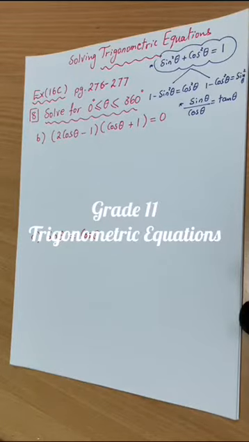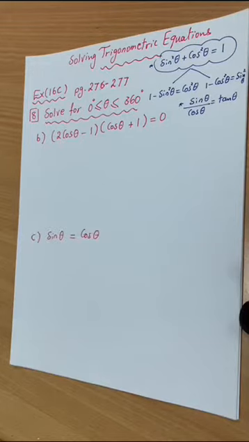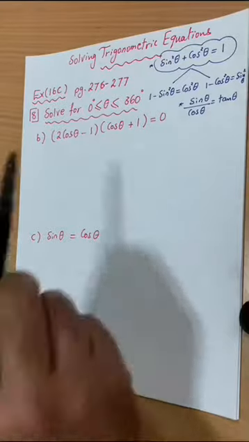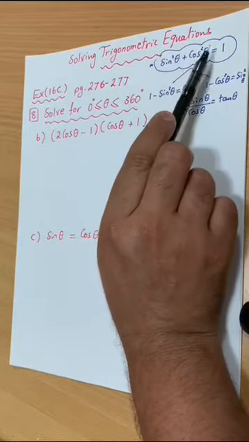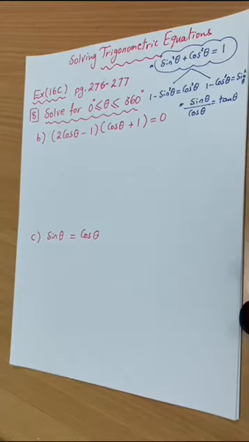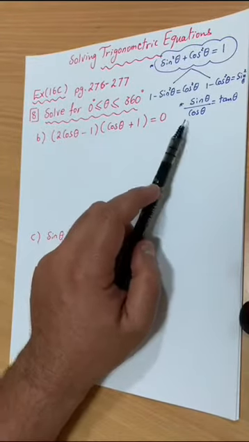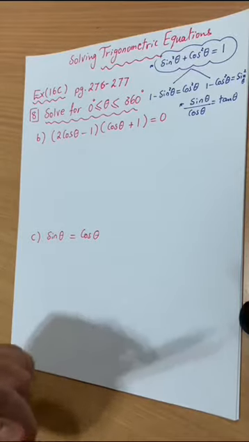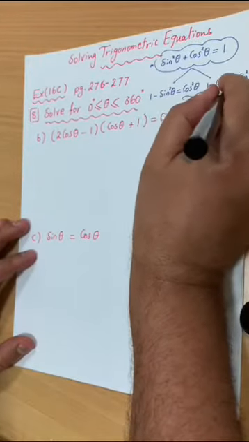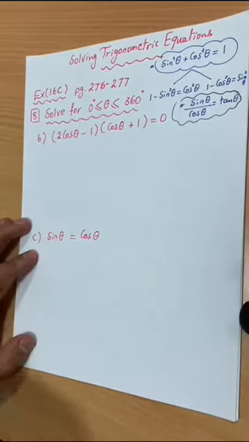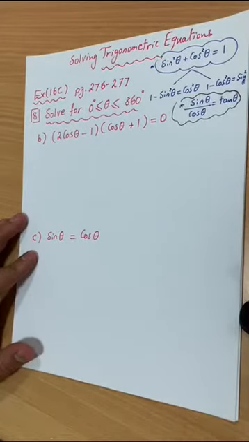How are you, everybody? Today, inshallah, we're going to continue the topic that we did before, which is solving trigonometric equations. You have to remember the identities that we talked about before. We have two important identities. One of them is sine squared plus cosine squared is equal to 1. And the other one is sine over cosine equals tan. These are the two important identities that we're going to work with this year and even next year in grade 12.